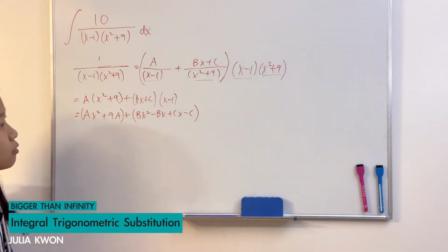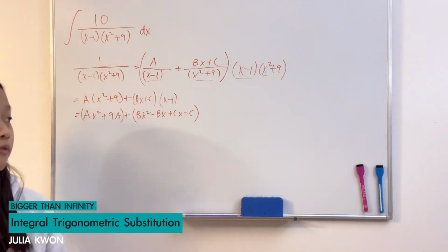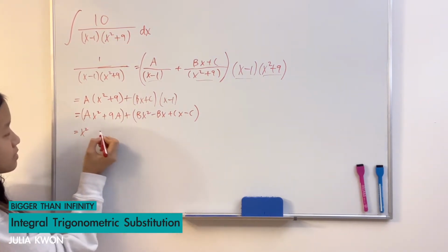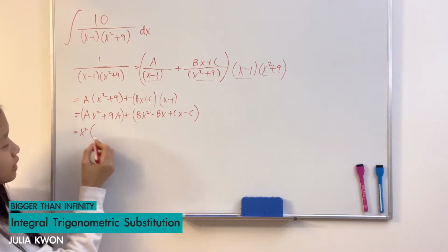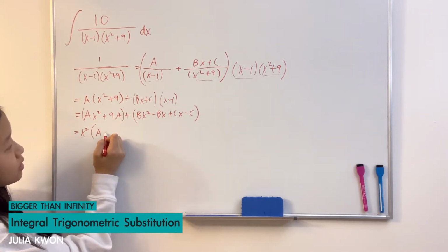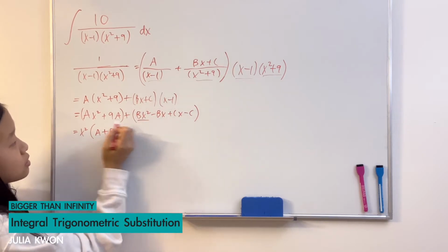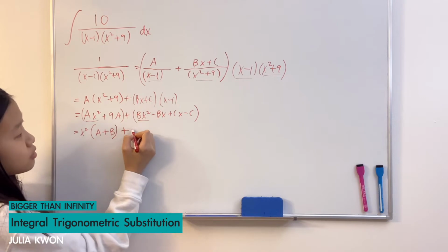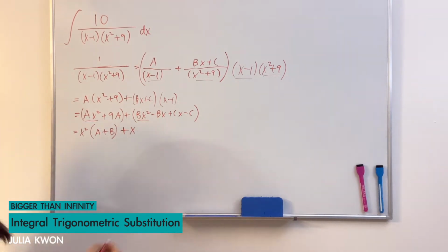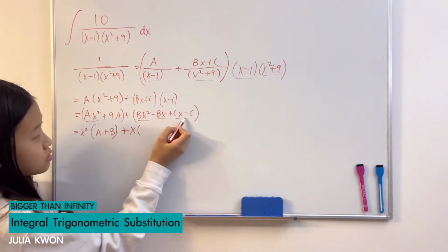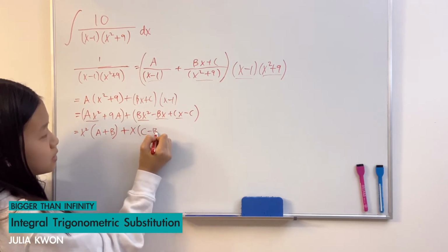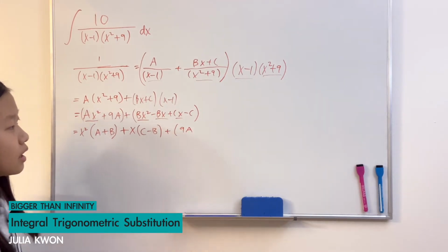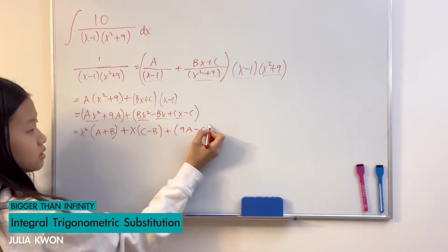We're going to factor it again, but in a different way. We're going to group the x² terms together, which will be x² times (A + B), so just these two have x². Another group will be the x times these two, (C - B), and just the constants, which are 9A - C.